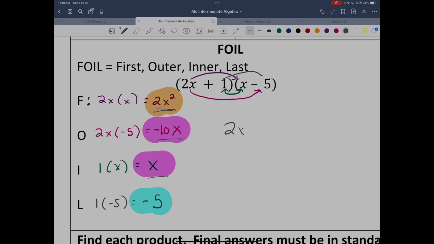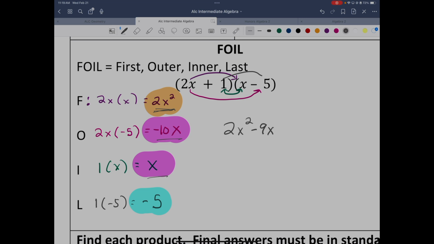So we're going to go ahead and rewrite this as 2x squared. We've got 10 x's, 10 apples, and we're adding 1 apple, so that's negative 9x. And then minus 5. That's our solution for this problem. Combining those little middle terms is negative 10x plus 1x. Negative 10 plus 1 is negative 9. That's where that middle term comes from. So this is called the F.O.I.L method.